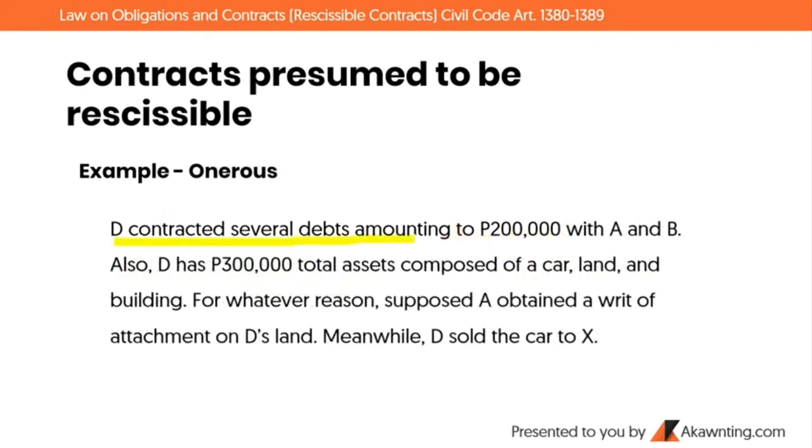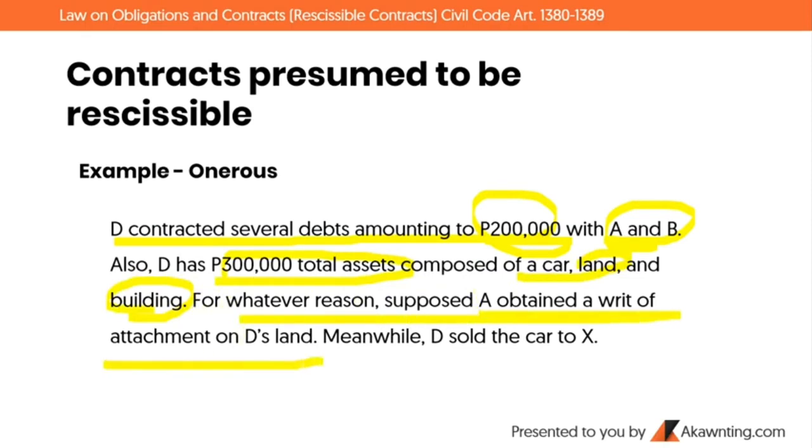So, D contracted several debts amounting to, so still the same, 200,000 with A and B. Also, D has 300,000 total asset composed of a car, land, and a building. Okay, so ayan. For whatever reason, suppose A obtain a writ of attachment on this land. Okay, so siguro hindi makasingil ito si A. Kaya yun, nakapag-obtain siya from the court a writ of attachment on this land specifically. Okay, so meanwhile D sold the car to X.